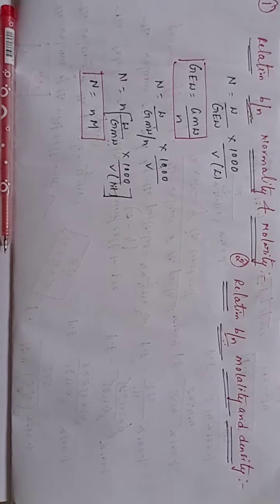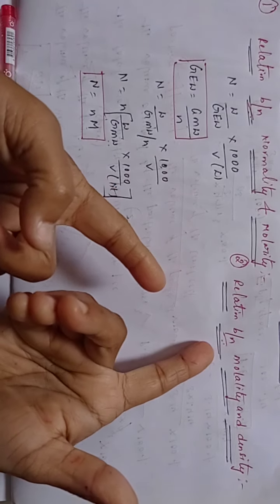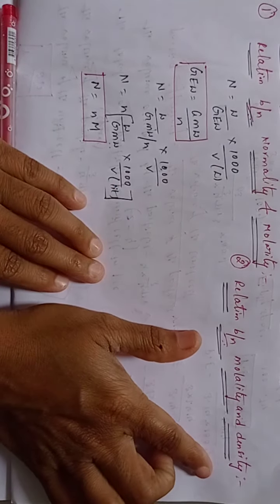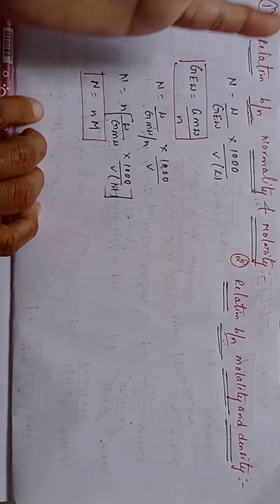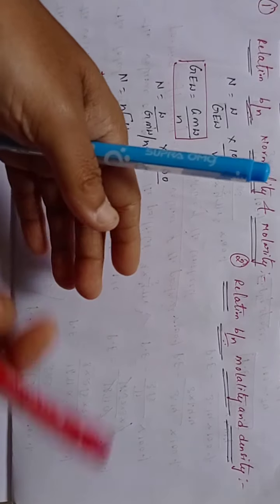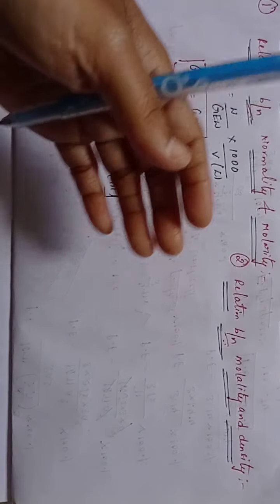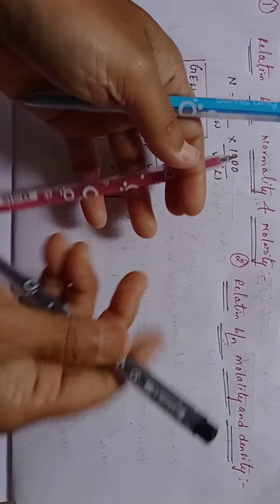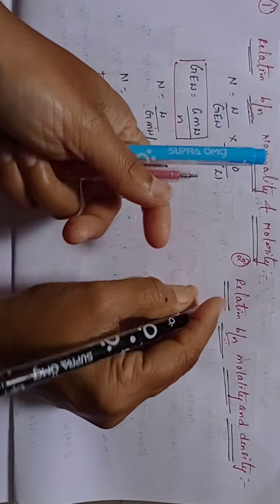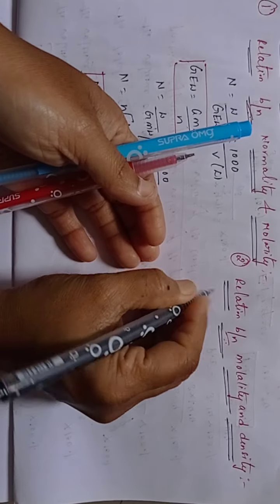Now, what is the second relation, students? The relation between molality and density. So what is the relation between molality and density? We know that molality is represented by small m, correct? So small m is equal to molality.